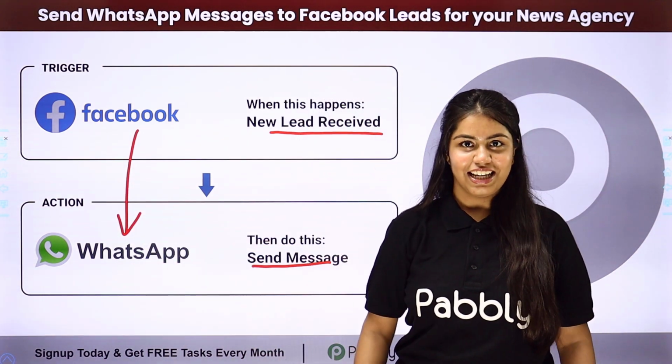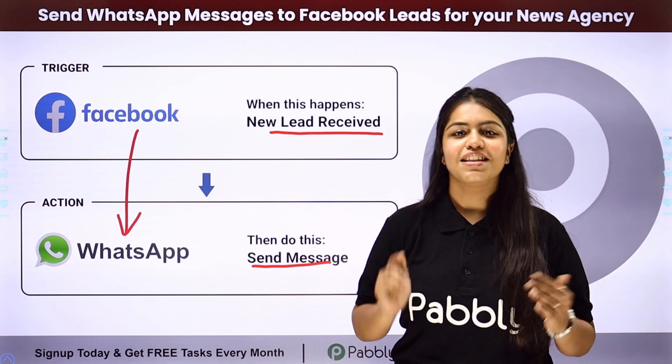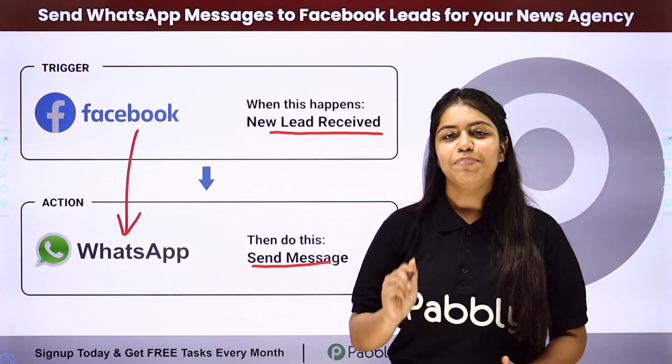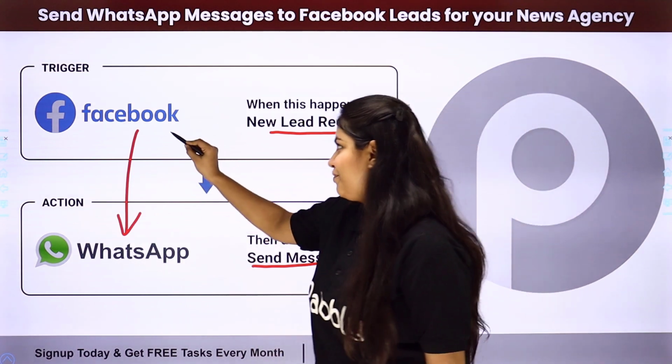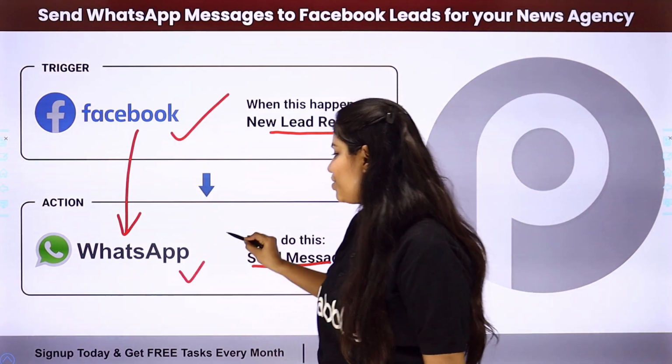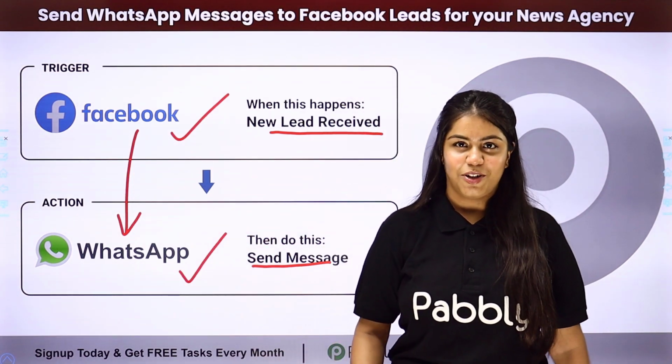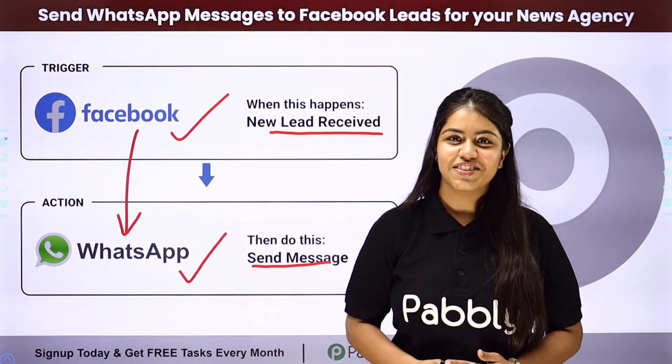To create this integration, we are going to use Pabbly. It's an amazing automation software. In Pabbly, we have the concept of trigger and action. So for trigger, we are going to use Facebook, and for action, we are going to use WhatsApp. If you want to learn this process step by step, follow me through the screen.